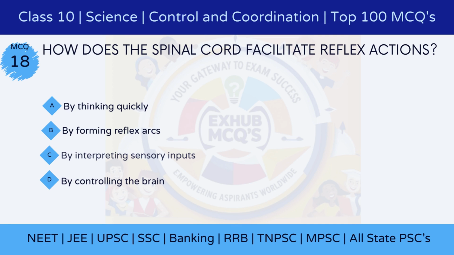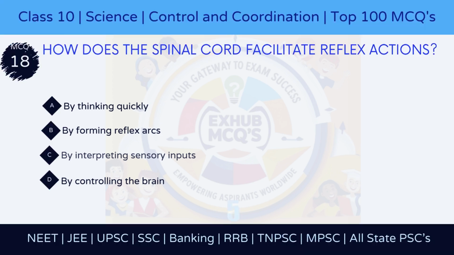Option A, by thinking quickly. Option B, by forming reflex arcs. Option C, by interpreting sensory inputs. Option D, by controlling the brain.